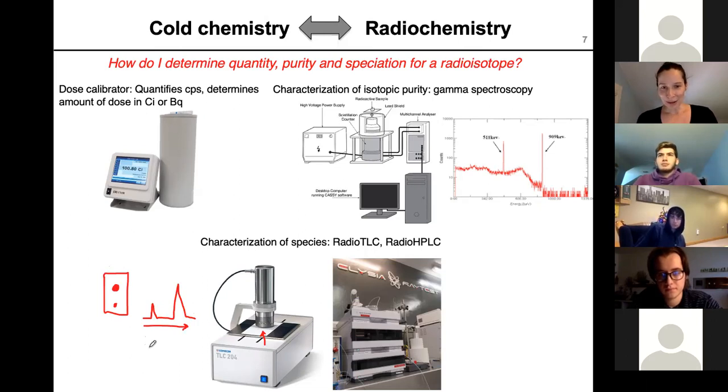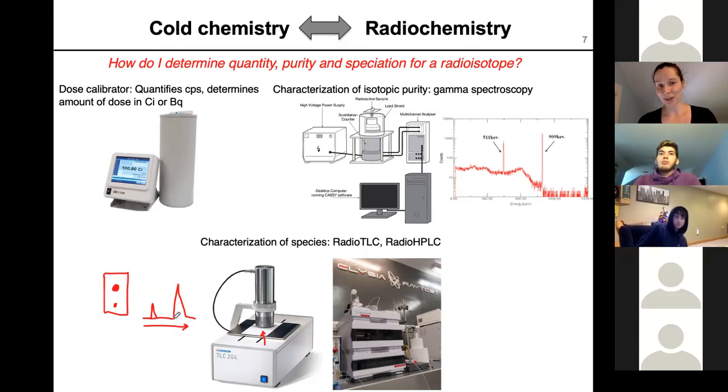Something I like a lot about this technique is when you're in Orgo lab, you've probably been told many times that TLCs are not quantitative because you can't actually tell from the different UV absorbances of the spots how much you have there. But this is quantitative because you're measuring amount of activity on the plate.